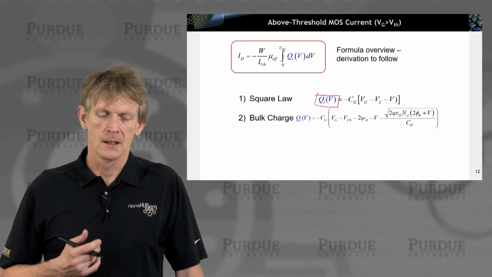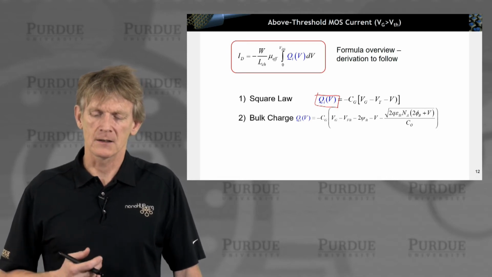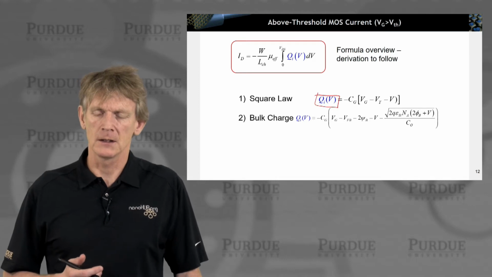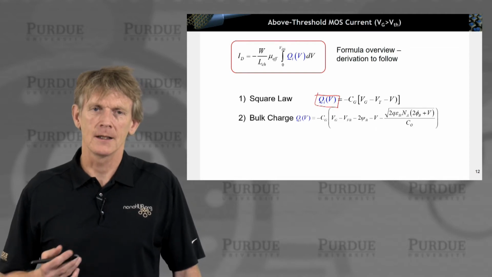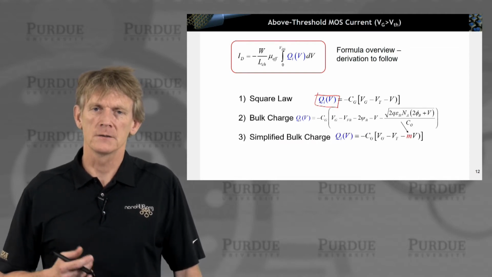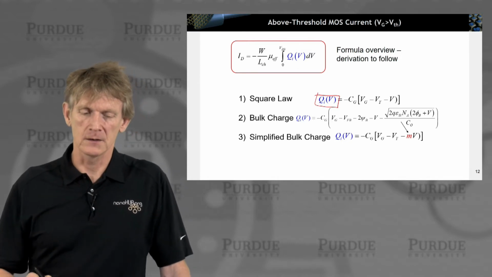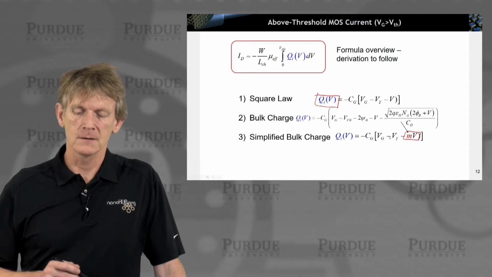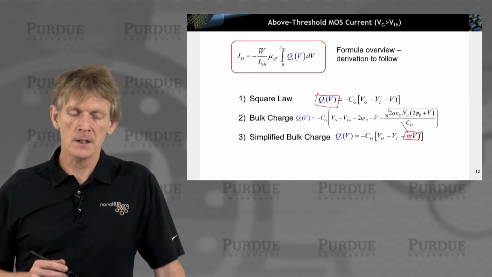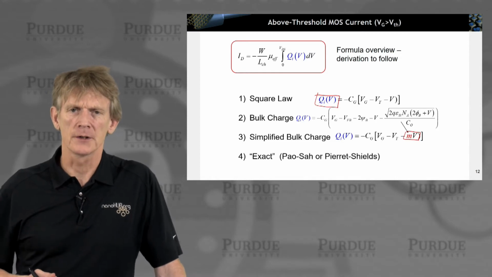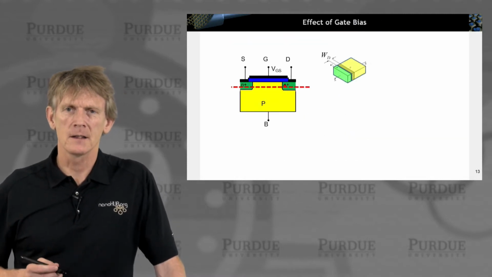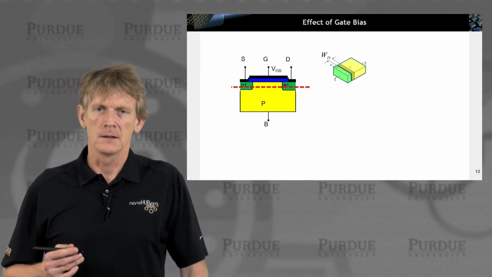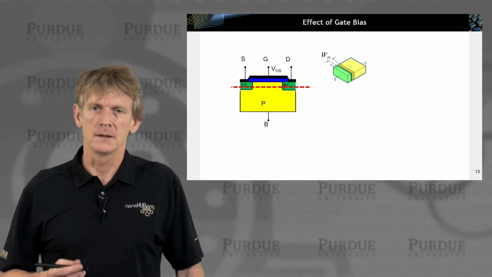There's a bulk charge, which is a more exact expression, and you see it gets to be a little bit lengthy, and it involves a more detailed description of the potential drop in the channel. There's a so-called simplified bulk charge, which now has this coefficient m lumped into the voltage expression here. And then there's more exact approaches that we don't talk a whole lot about in this model or in this course here. Okay, now let's look at the effect of gate bias on the potential distributions in these kind of devices.